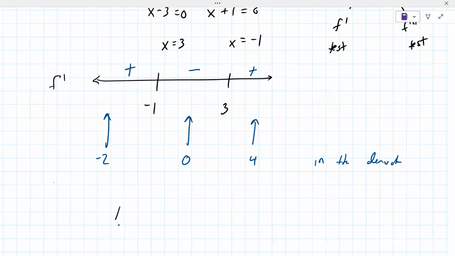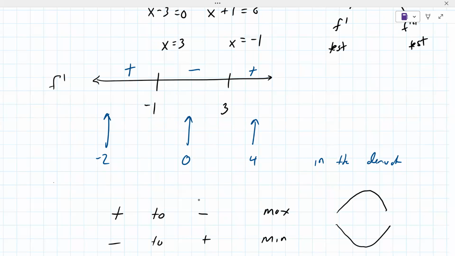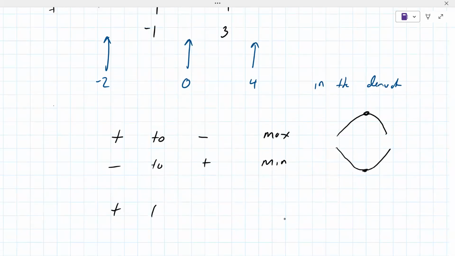Second thing, and this is to memorize: if you go plus to minus, that's a max. Minus to plus is a min. You might have seen students in class, or maybe the teacher, using their finger, showing up is the plus to a minus, that's the max. Minus is going down, then to plus, that's a min. So this is to memorize. Plus to plus, minus to minus is nothing. I mean, it's not nothing, but it's not a min or a max.